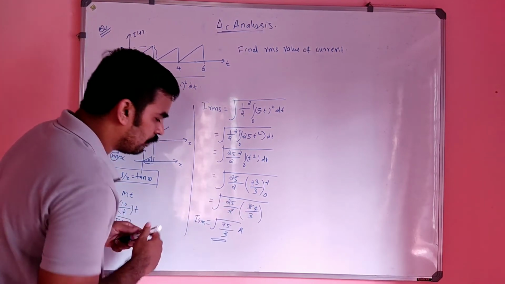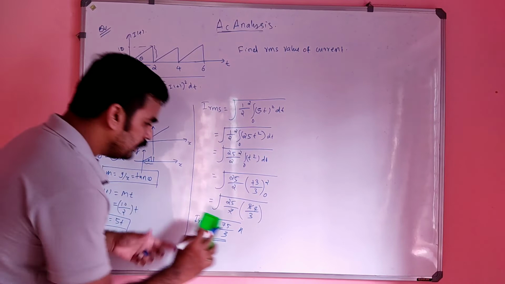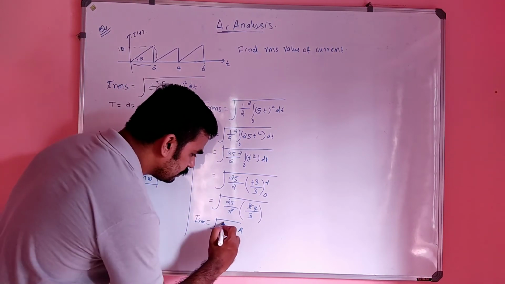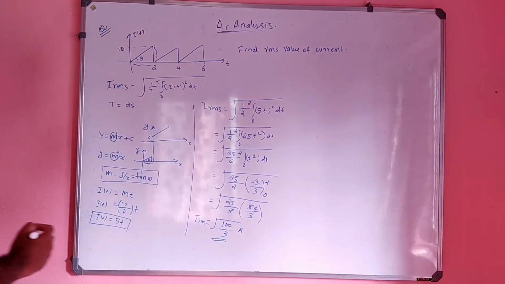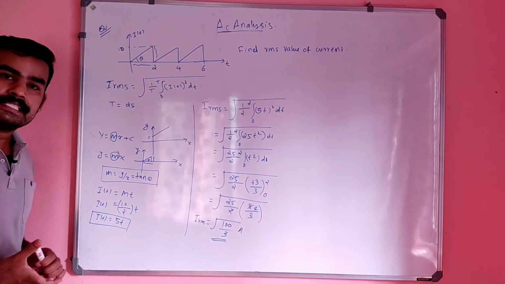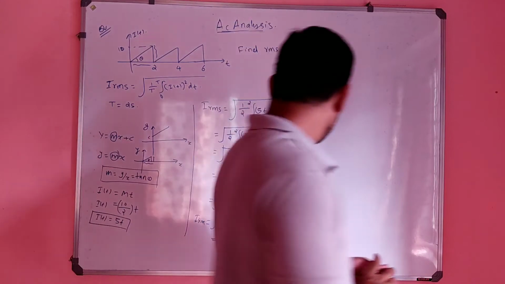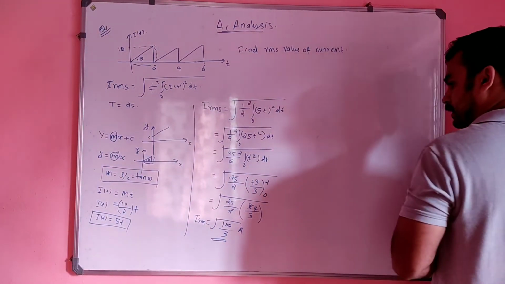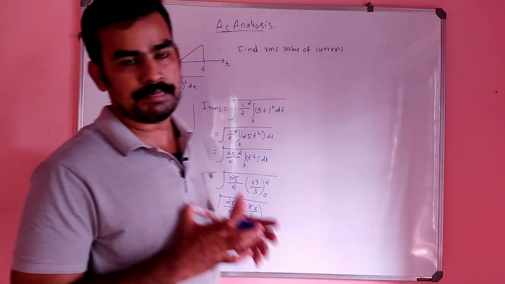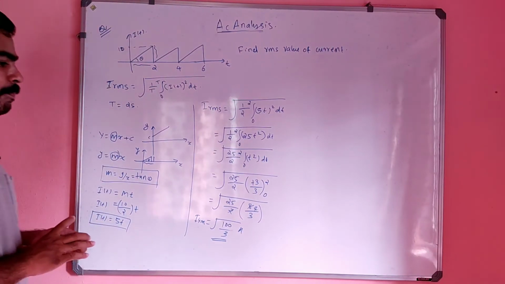No, 25 into 4, it is 100, no? Root of 100 by 3. Is there any doubt? I think the concept is clear to you, right?